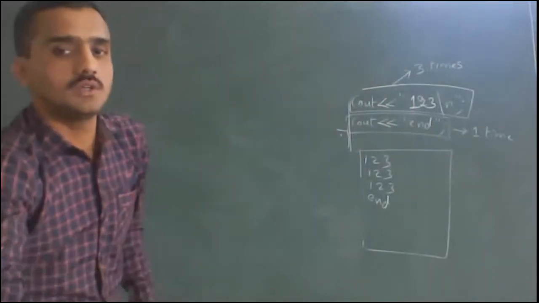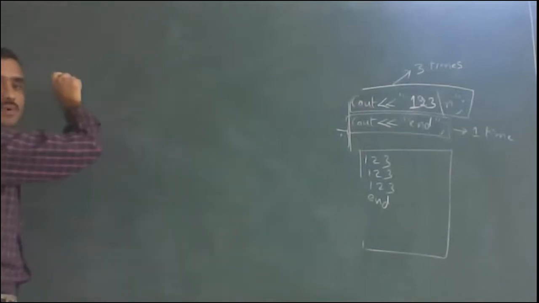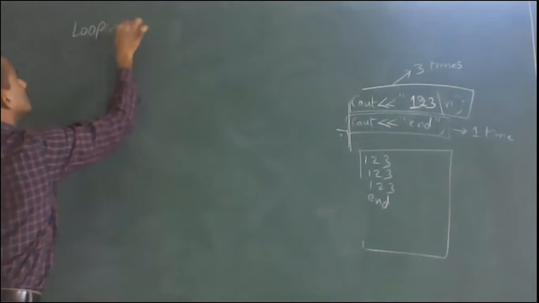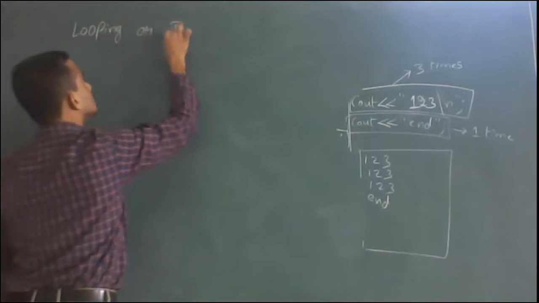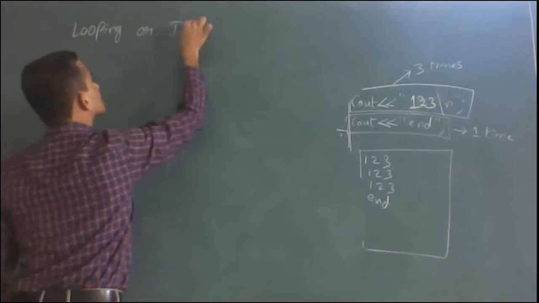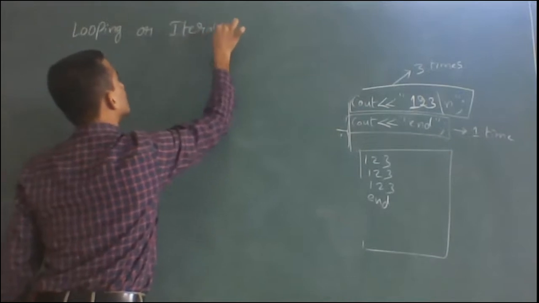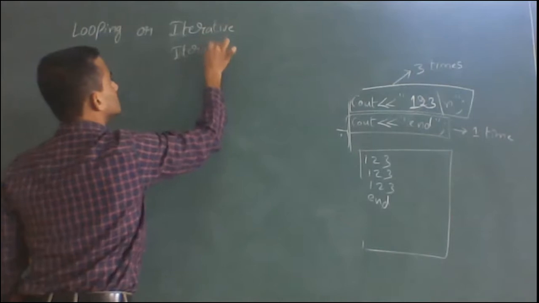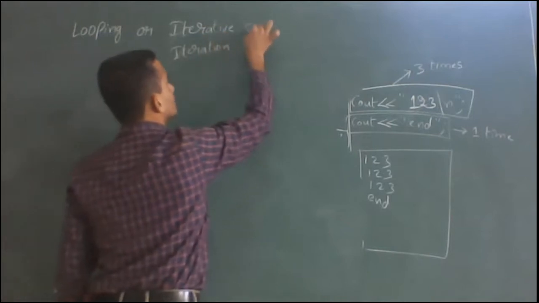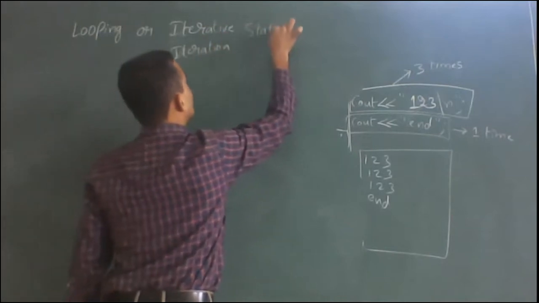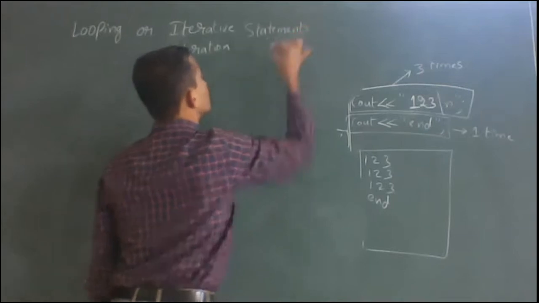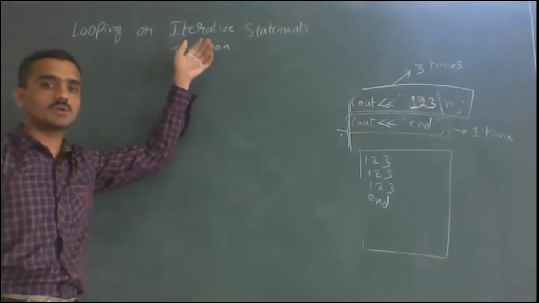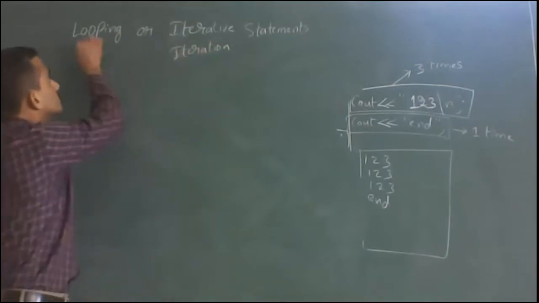Okay. So the second category of control statement is looping, also called iterative or iteration statements. Iteration, or iterative, means repeating from start to end, keep on repeating. So it is called looping statements.